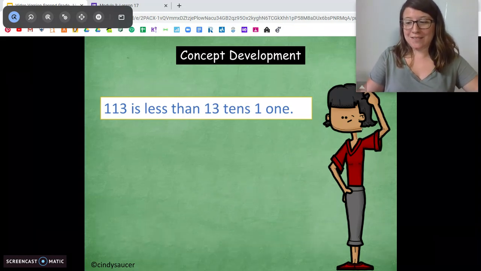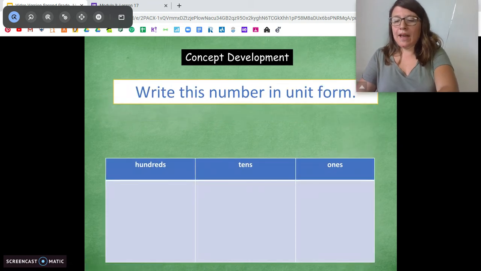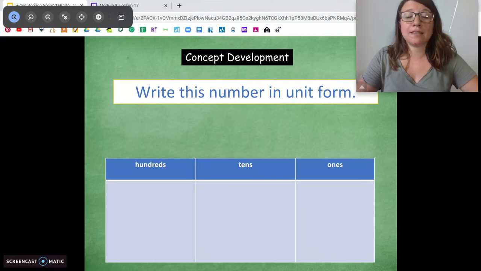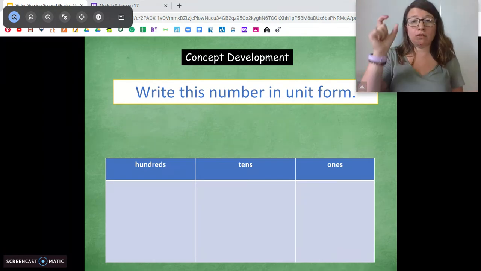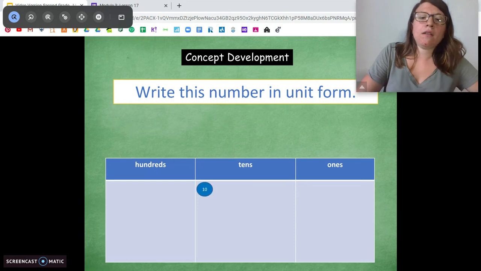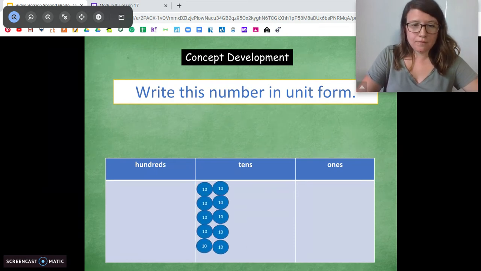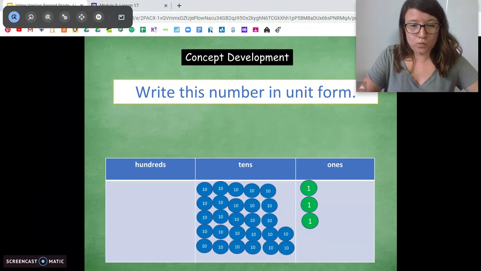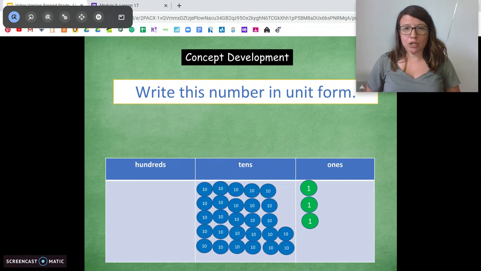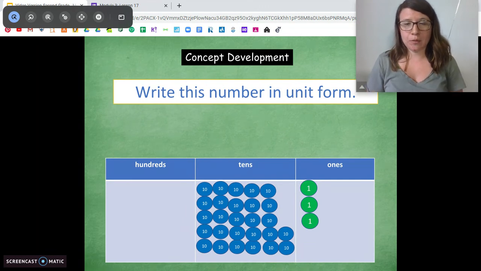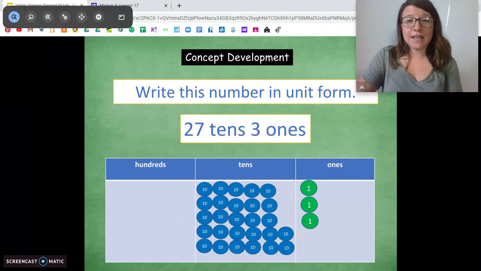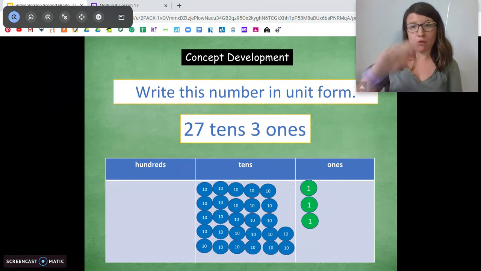Sound good? Okay. Now, you are not going to make this with your discs. I'm going to put a number on the board, and I want you to write this number in unit form. Remember, unit form is when you tell me how many tens, how many ones. Write that number in unit form. Pause the video and do that now. Good. So you should get 27 tens and 3 ones. Make sure you have that number written down.